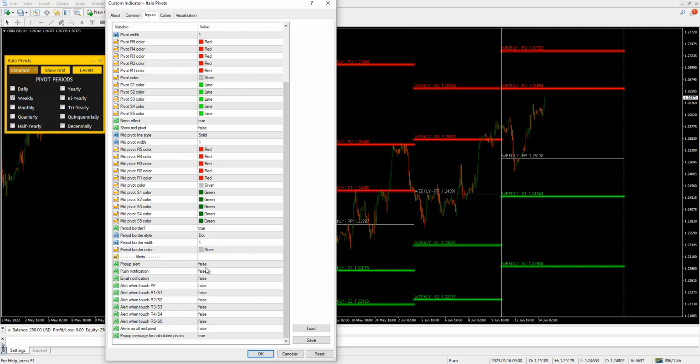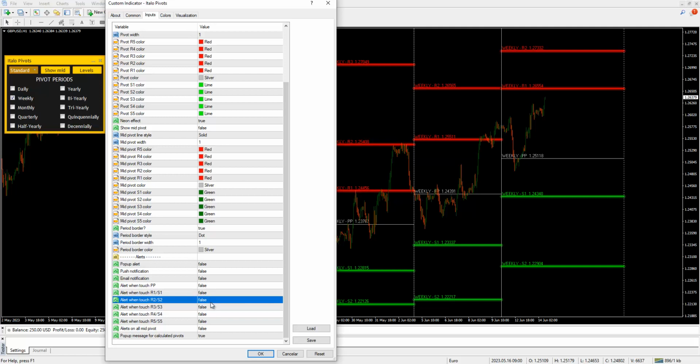Alerts. Here we have alert, pop-up alert, push notification in your phone, email notification. Here the alert. You can choose where the alert is gonna be. Alert when touch the medium pivot point. Alert when touch resistance 1 and support 1. You can put true or false.